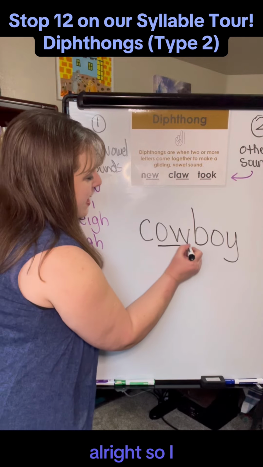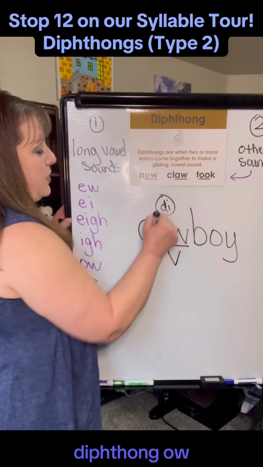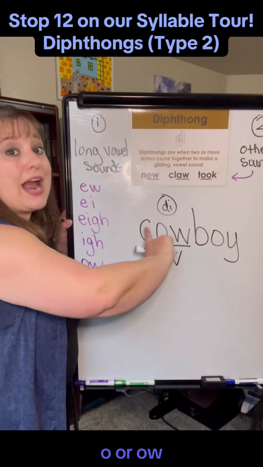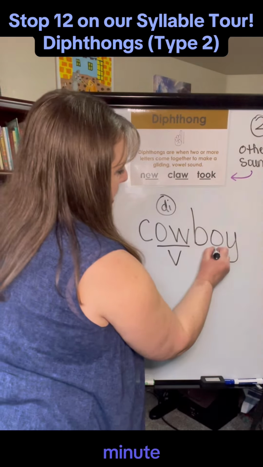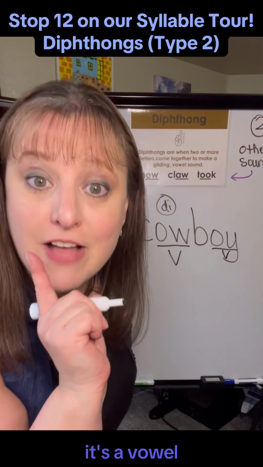All right, so I see a vowel sound there. That is a diphthong, O-W. That can say O or ow. We're going to have to figure that out in a minute. Oh, and I see an O-Y. Remember, when a Y is at the end of a word, it's a vowel.